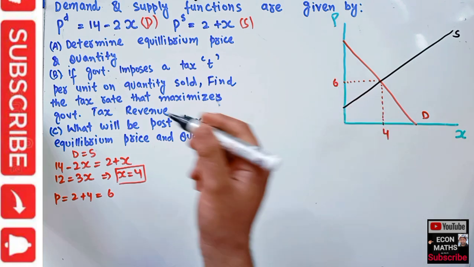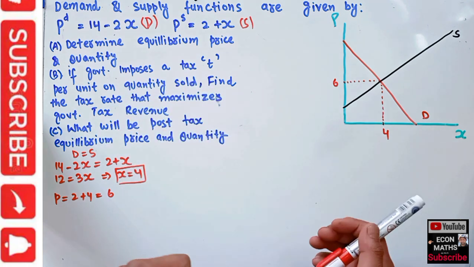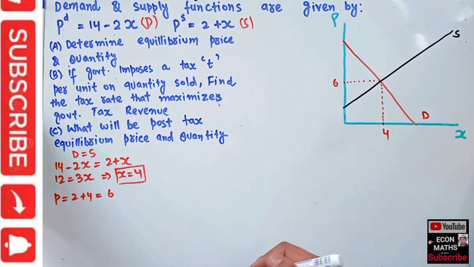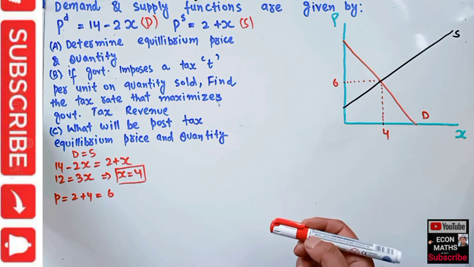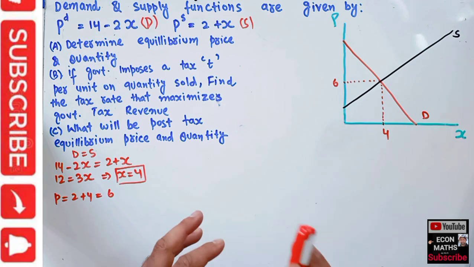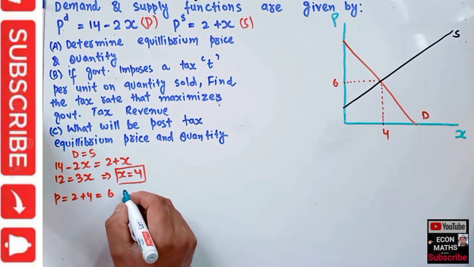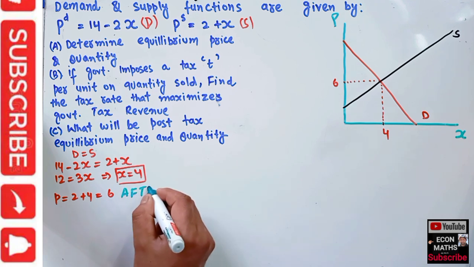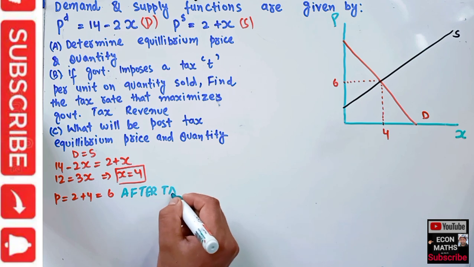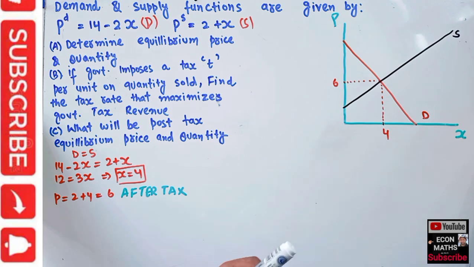Now the question tells us the government imposes a tax T per unit on quantity sold. So when the government imposes a per unit tax on the quantity sold, our supply function will shift leftwards, and the demand function will remain the same. Let's write it here. So after tax, again we equate demand and the new supply function.